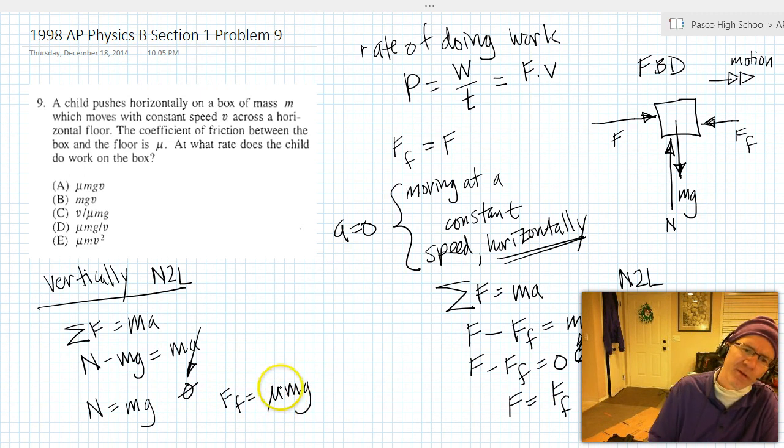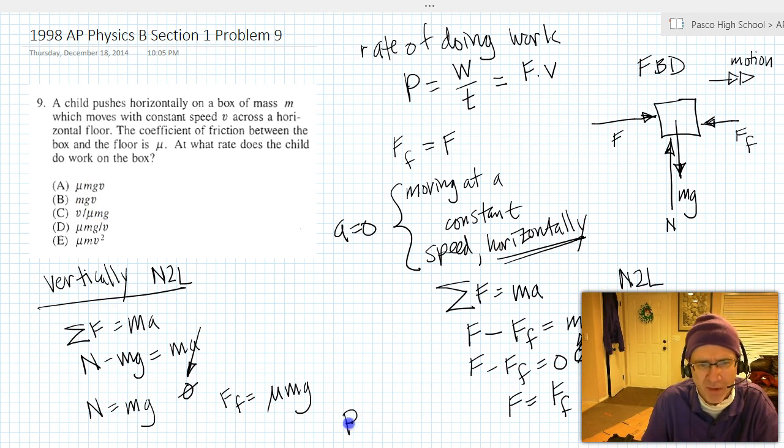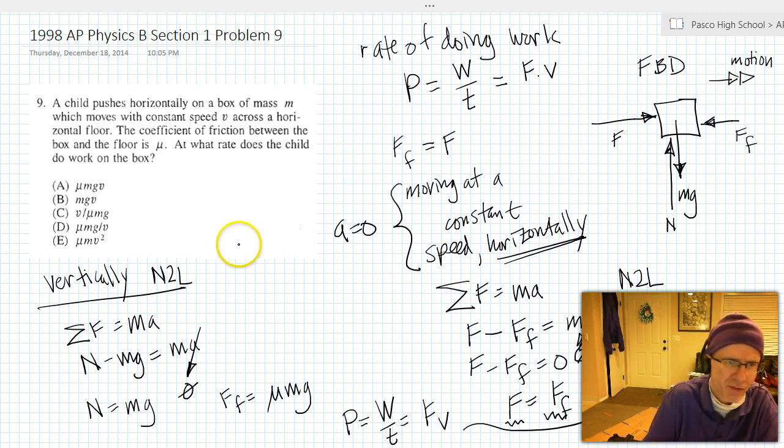So if that's the force, and I need the velocity, then mu mg times the velocity, so power equals work over time, the rate of doing work, which equals force times velocity. But I know that the force that I'm talking about is the force of friction. So, kind of a conclusion here. Power equals mu mg times v, which is choice A.